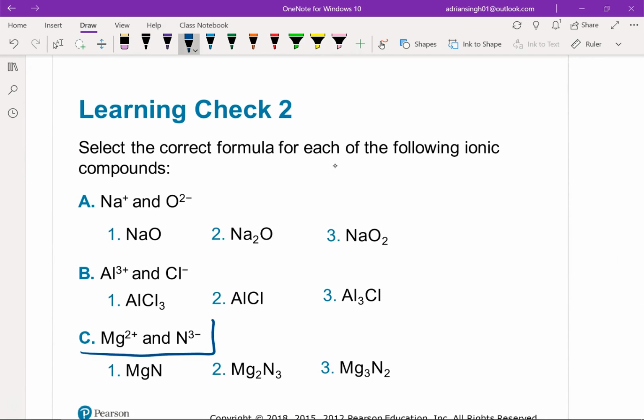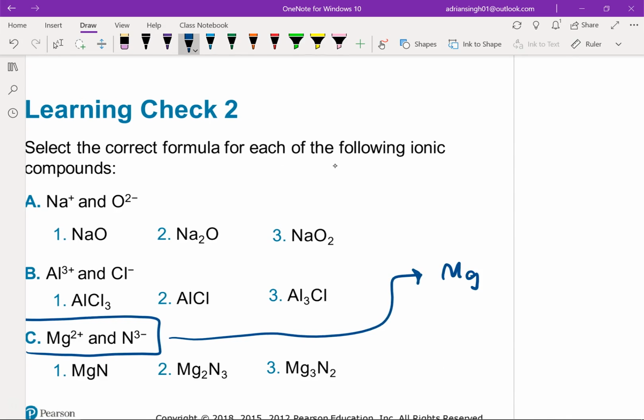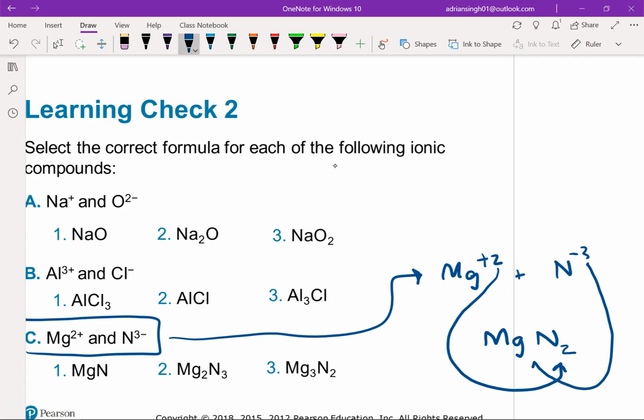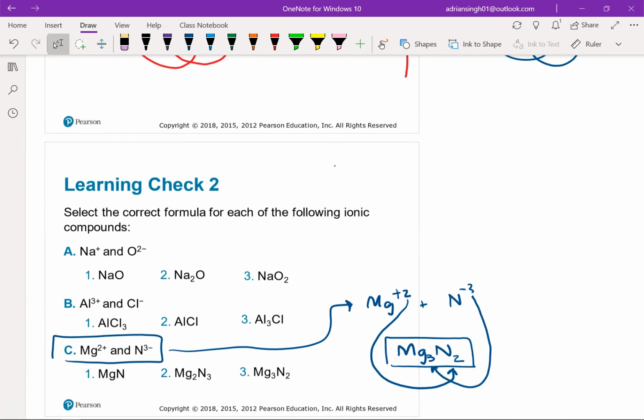Let's take a look down here at this example. We have magnesium and the nitrogen ion, which is the nitride. So we have our Mg +2 and our nitride N -3. So when we write the formula, the magnesium goes first, nitrogen goes second. We can do our cross charge. The 2 on the magnesium becomes the subscript on the nitrogen. The 3 on the nitrogen becomes a subscript on the magnesium. So Mg3N2 will be the formula for that combination. All right, so that's how we come up with the formulas for our ionic compounds.